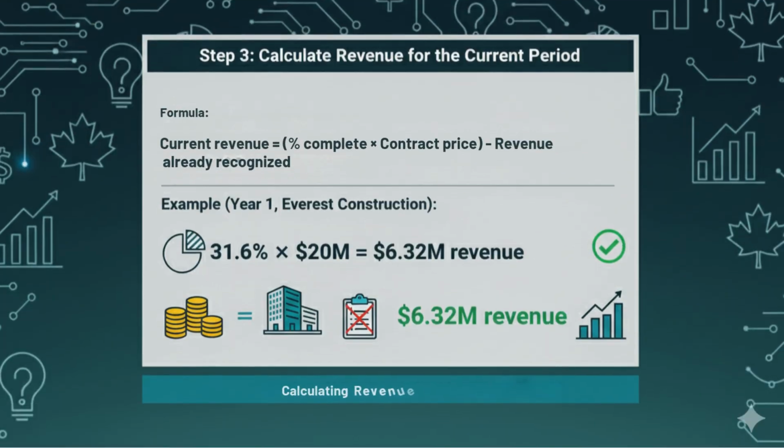Step 3. Calculate revenue for the current period. You are going to use the formula: current revenue equals percent complete times contract price, minus revenue already recognized. Example: Year 1, Everest Construction.